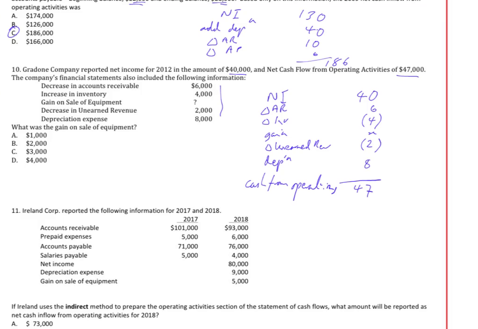So what we have then is that 40, 46, 42, 40, 48. So 48 plus X is 47, and therefore of course X is minus 1, and so this 1 is the gain, because we know we subtract the gain on the sale of equipment. It's like negative depreciation at the time of disposal.